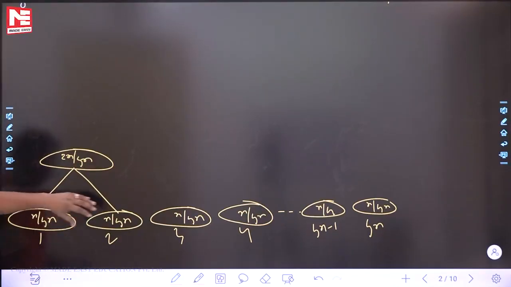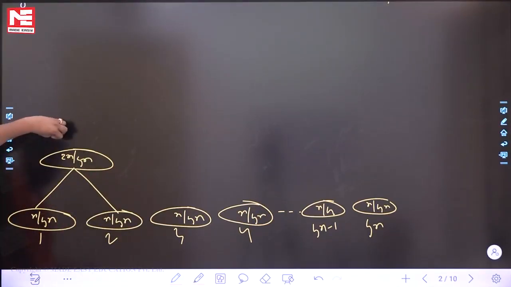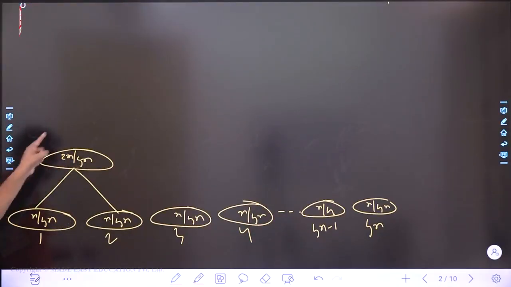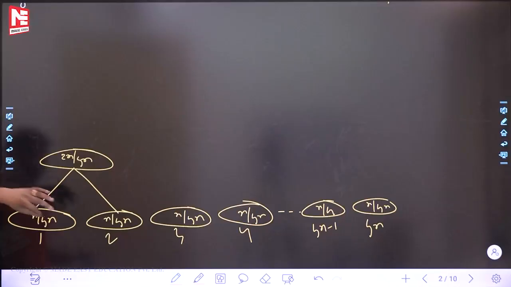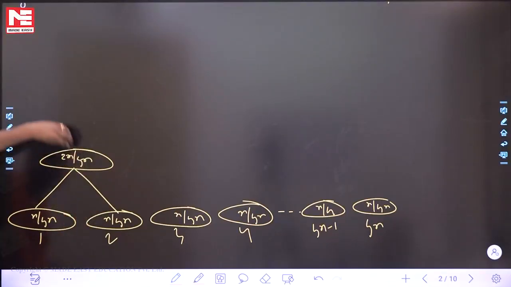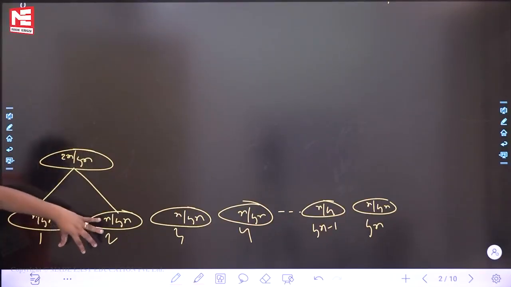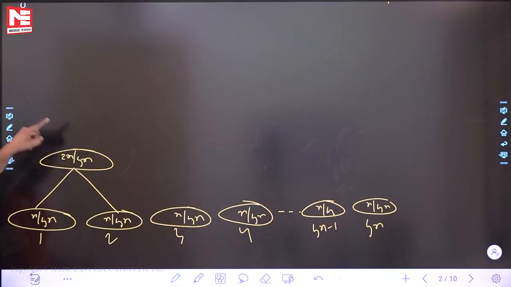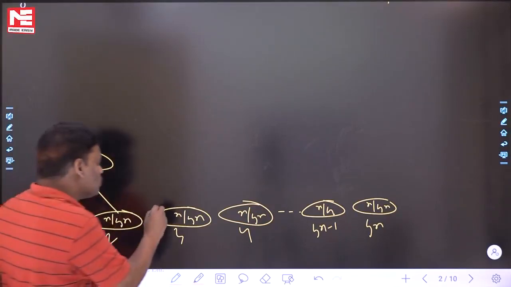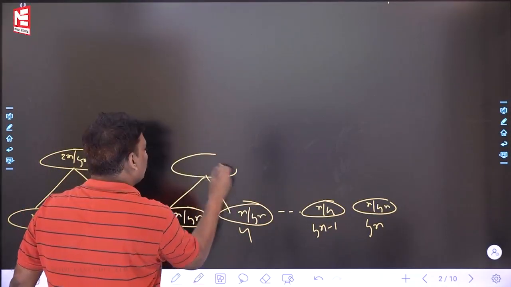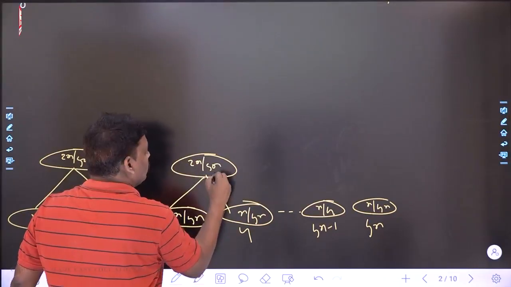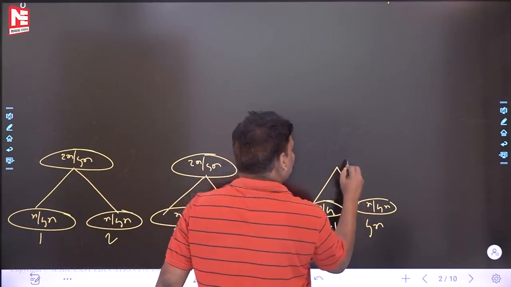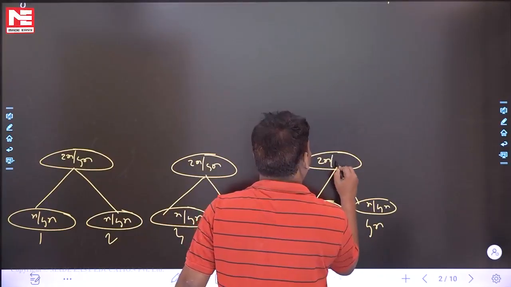Here n by log n, here n by log n. If you merge them, all elements should move. When all elements are moving, time complexity is moves only. Comparisons may be less, but moves are the time complexity. If you merge them, 2n by log n elements will come. How many elements are there, those many moves, that itself is the time complexity. This also is the same: merge them, 2n by log n. Like that, this also merges to 2n by log n.